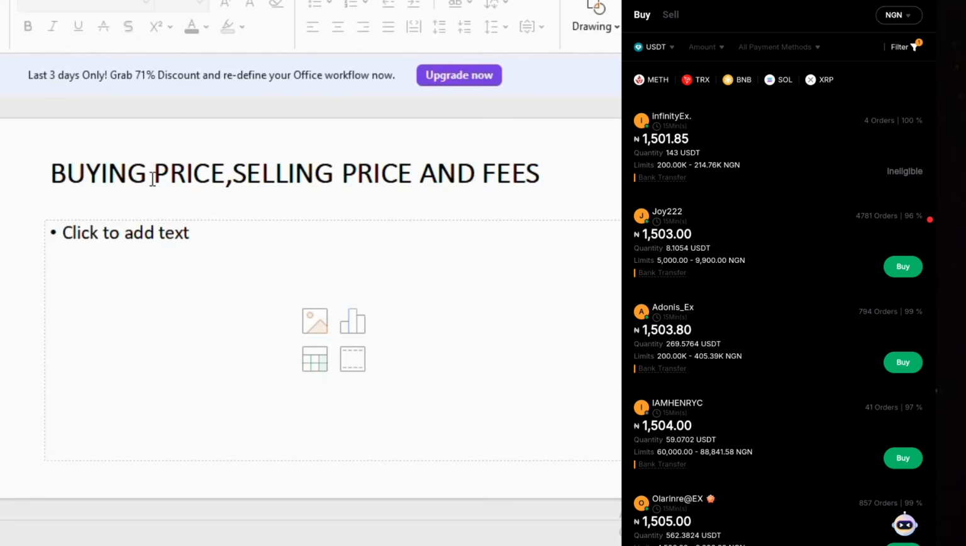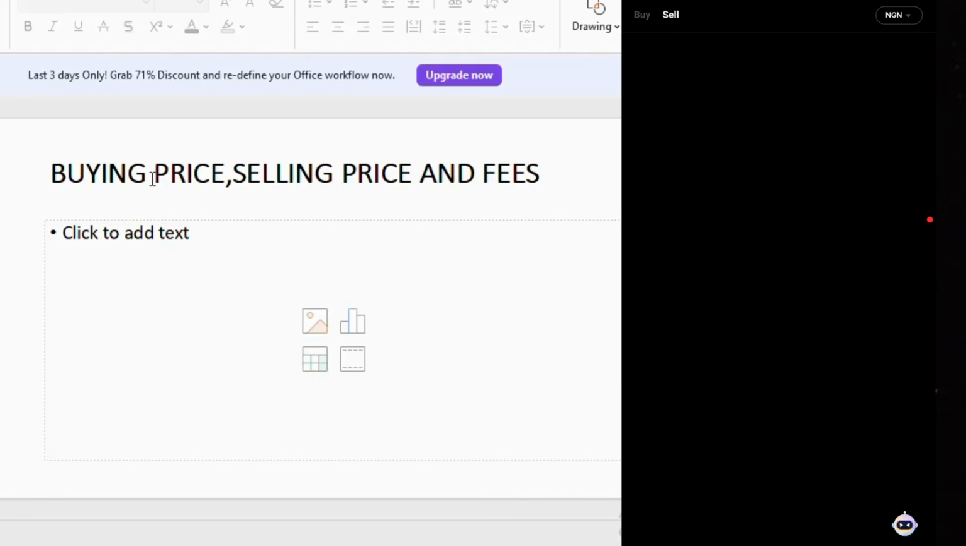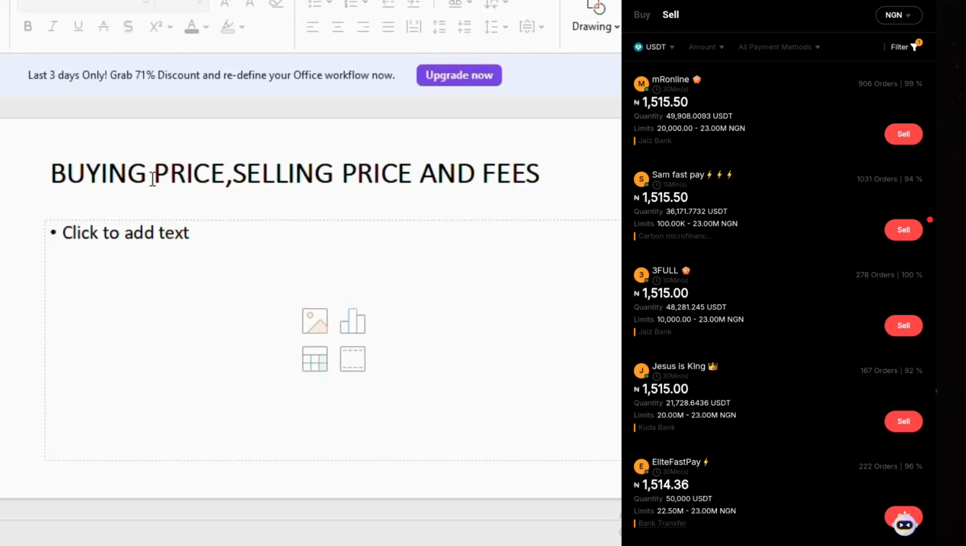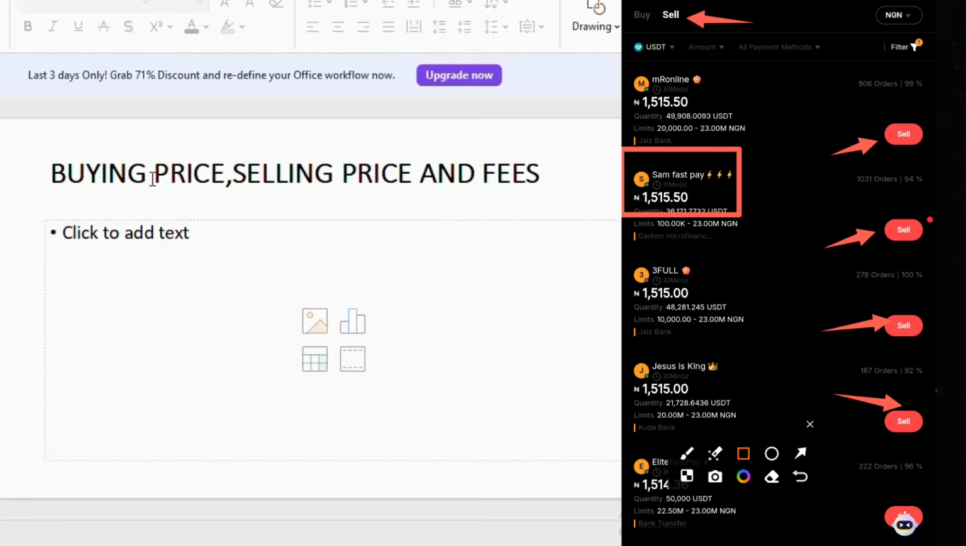One thing you have to understand is that as a P2P trader, the buying price is always going to change. As of today, on the P2P market, to find the buying price you have to click on sell, because other people are selling to you. People have to sell to you before you buy. People who want to sell will come to the sell side and click on sell to sell their cryptos. These are merchants, and these are their buying prices.